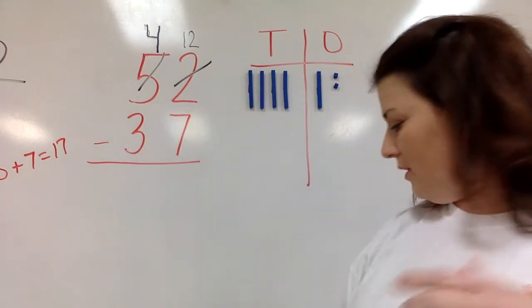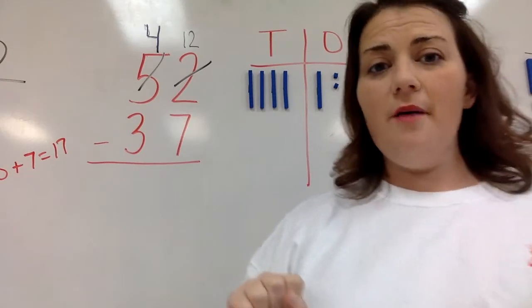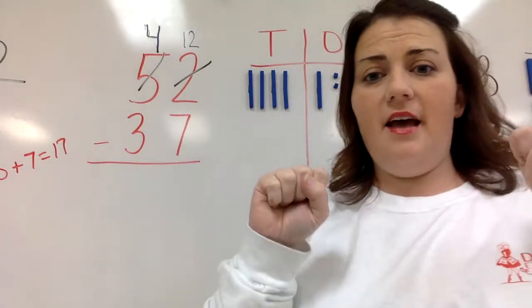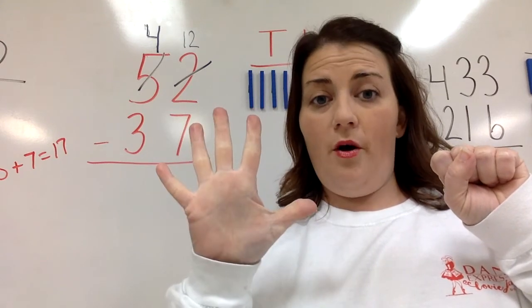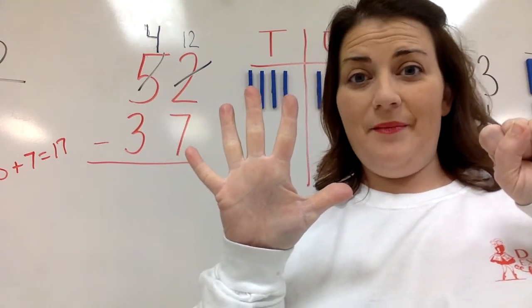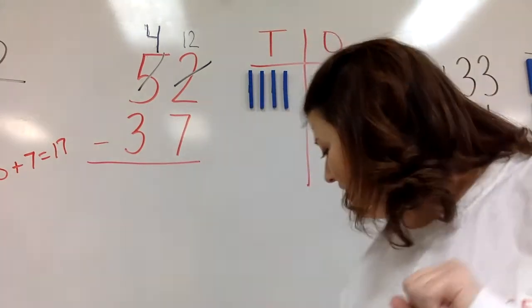minus 7. Absolutely. Let's use a different strategy of counting up this time to do the 12 minus 7. We've got 7, 8, 9, 10, 11, 12. So what is 12 minus 7? 5. Very good.